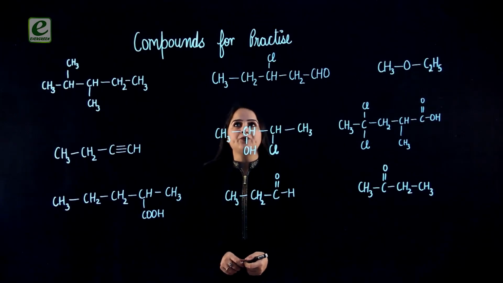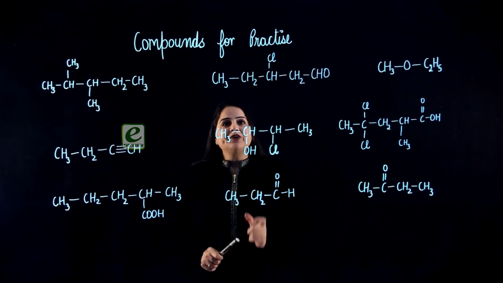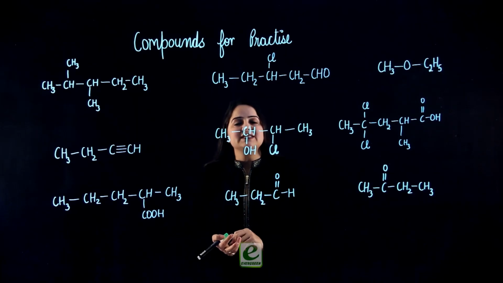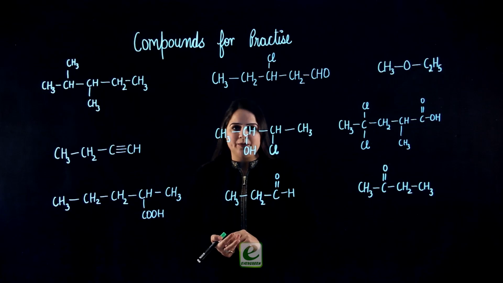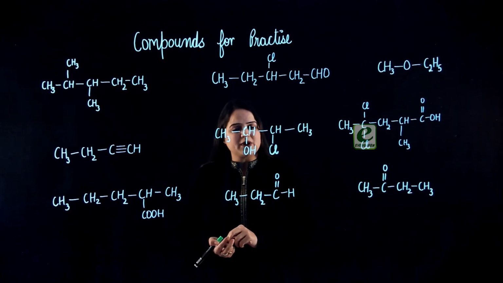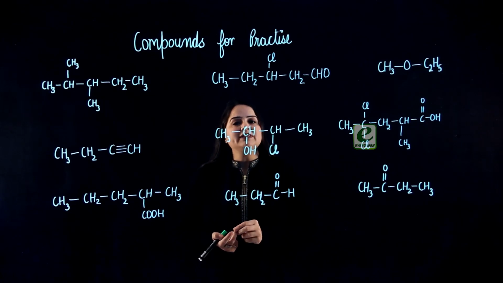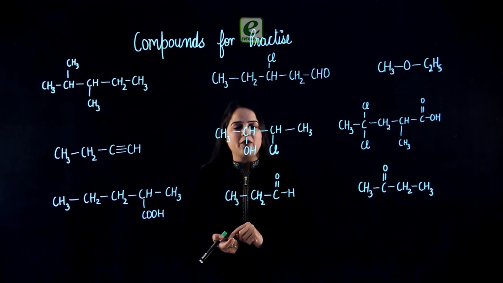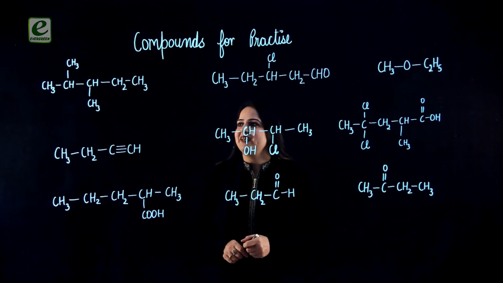So when we have to practice some compounds, we need to know a few points. The first point is to identify the functional group. Then select the longest possible chain. Number the chain in such a way that the functional group gets the preference over double bond and triple bond or over the substituents. And let's start with it.